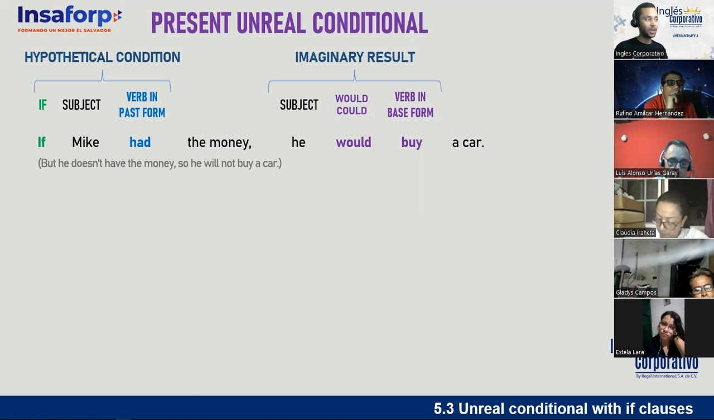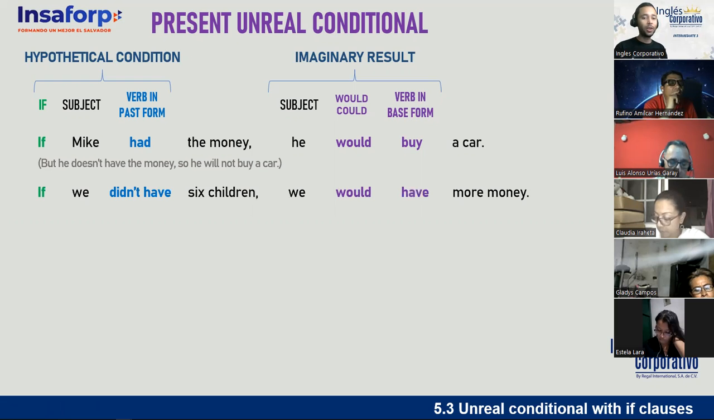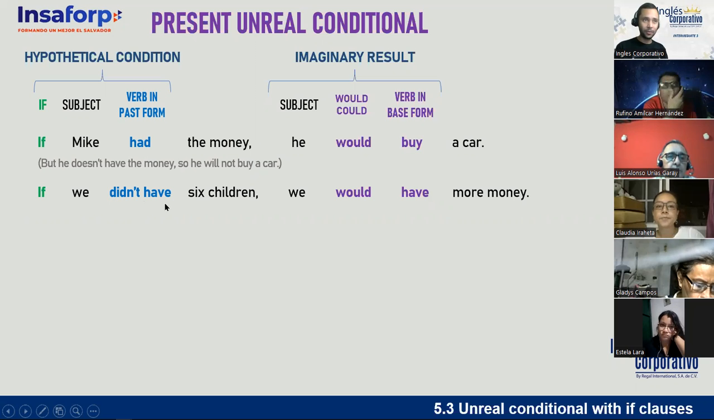Okay? Second example, if we didn't have six children, we would have more money. Okay, again, you have the word if, the subject, we, the verb in past, you can use the negative form, didn't have. Okay, affirmative, have. Negative, didn't have. If we didn't have six children, comma, then the subject for the imaginary result, we, and then would, and then a verb in base form, have. If we didn't have six children, we would have more money.